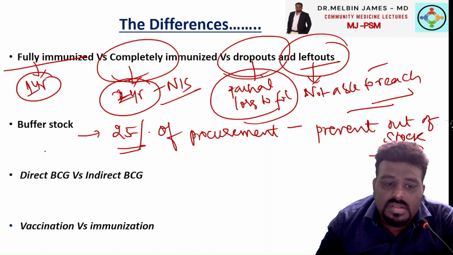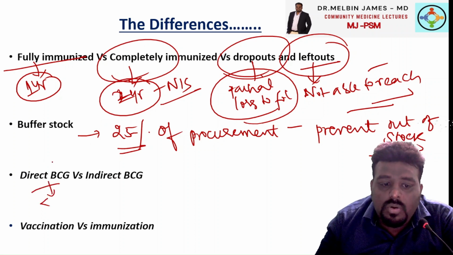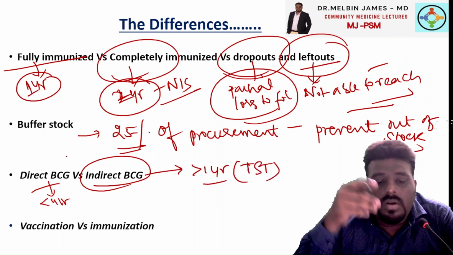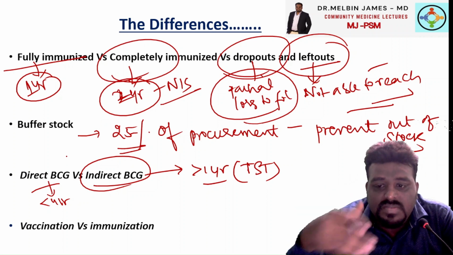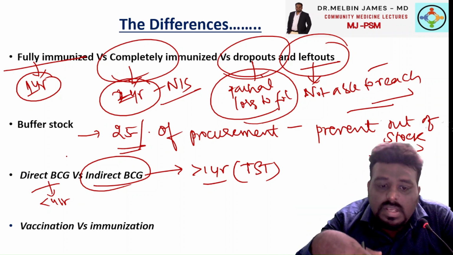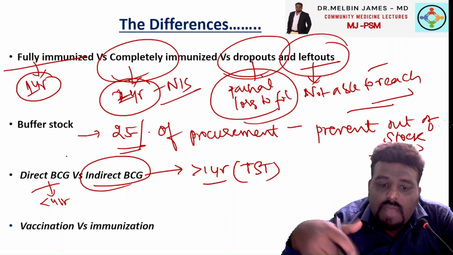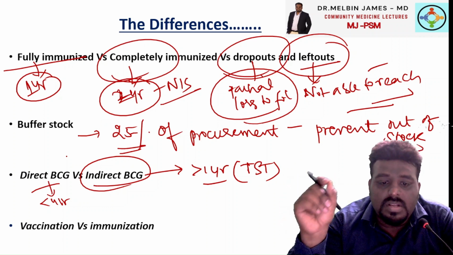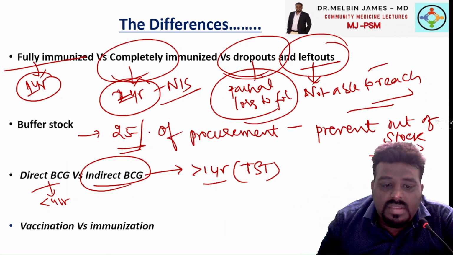Direct BCG and indirect BCG. Direct BCG is given before 1 year of age, and indirect BCG is given after 1 year of age with TST. What we give under this immunization program, within 1 year, is direct BCG. Indirect BCG is given after 1 year of age after doing tuberculin sensitivity testing, that is your Mantoux.